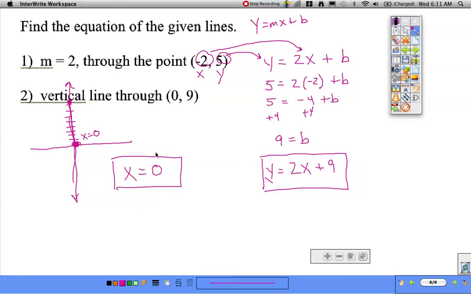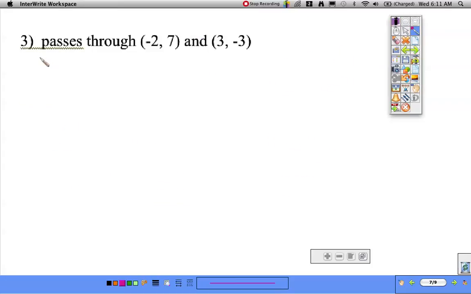The equation of any vertical line is going to be x equals whatever that x coordinate is. That's the equation of my vertical line. Number 3, I'm given 2 points instead of a slope. All that means is I need to figure out what the slope is and do this like example number 1.